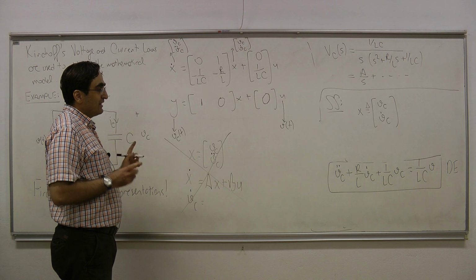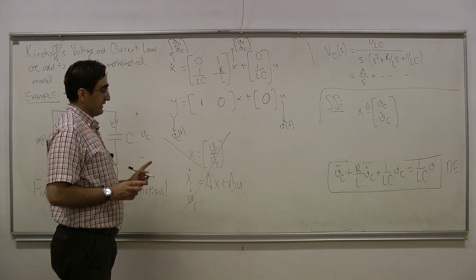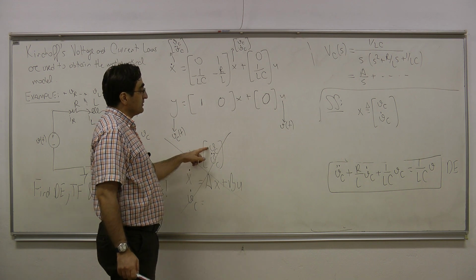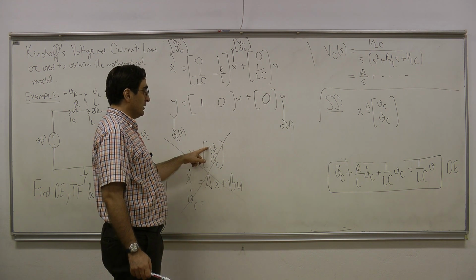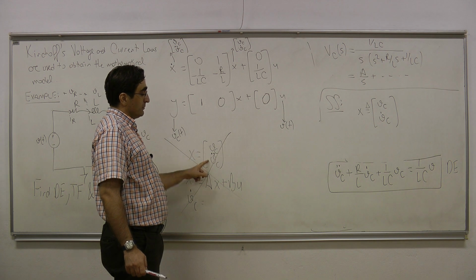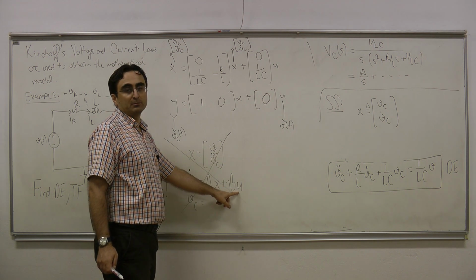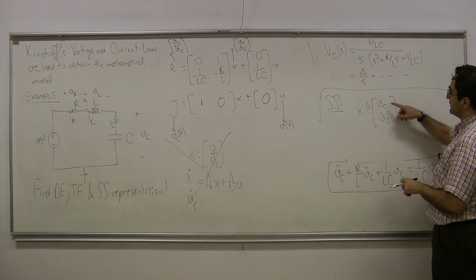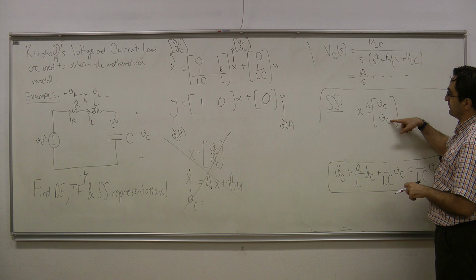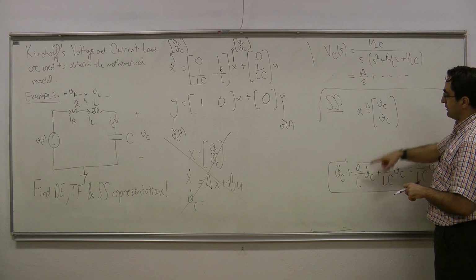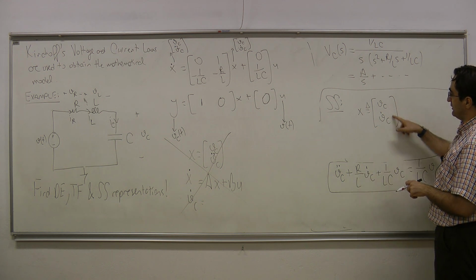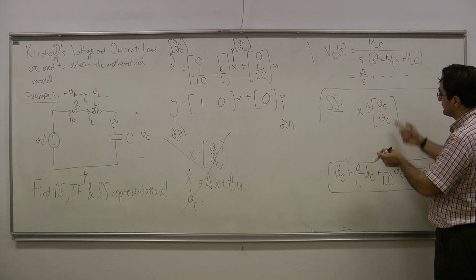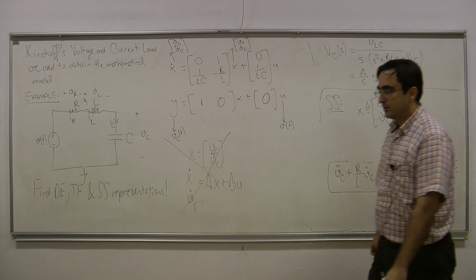So for a state definition to work, I need to be able to express the time derivative of each variable as a linear combination of those variables in addition to the input. Here it is really obvious: Vc dot is already one of the state variables, and Vc double dot can be expressed in terms of these variables plus the input. That is why this choice always works.